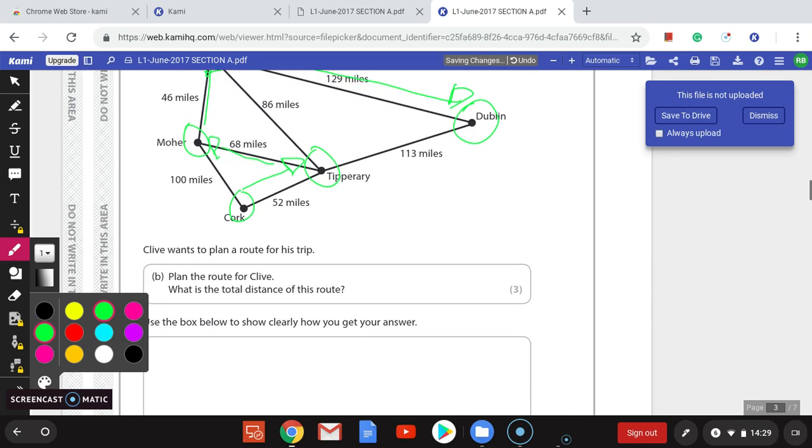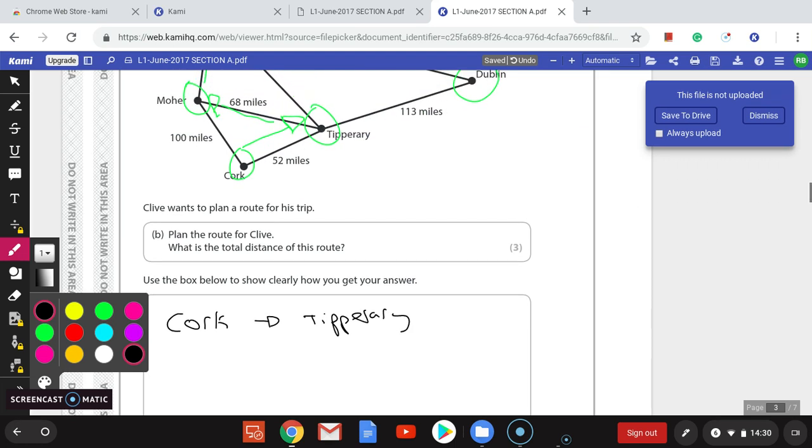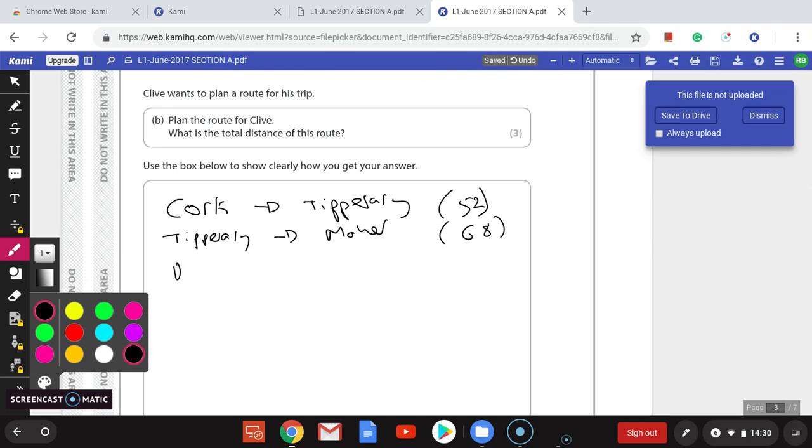Okay, now you also need to actually write out the names of the cities and the order in which you're travelling. So you need to go, say, Cork to Tipperary, and you need to say how many miles that is. That is 52 miles. Put that in brackets like this. Then we need to say Tipperary to Moher, which is 68. Then we have Moher to Galway.